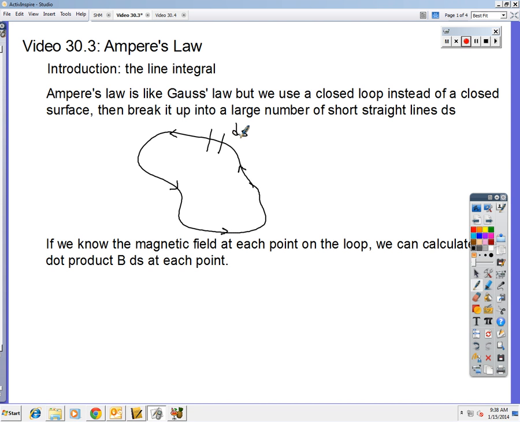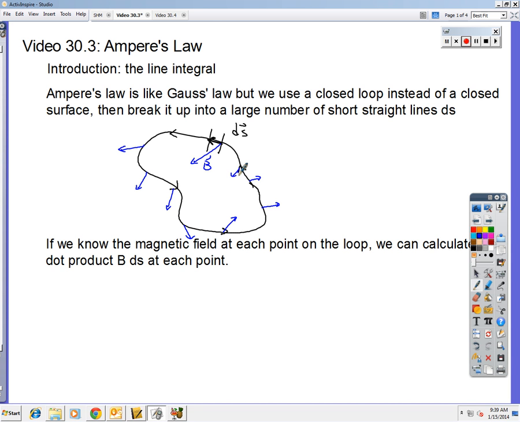This is not a wire. This is an imaginary loop called an Amperian loop. But ds is a vector, and it points in the direction that you're going around the loop. Now at every point along the loop, there's going to be some magnetic field. And that magnetic field might point in this direction here, this direction here, so you might have a magnetic field in different places.